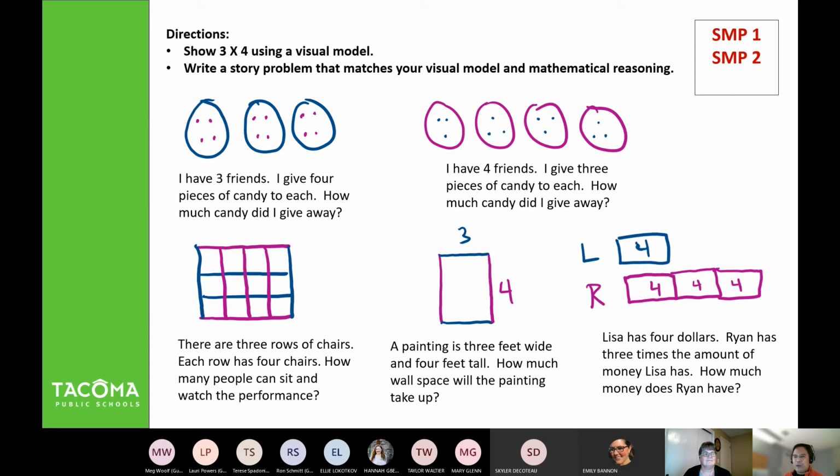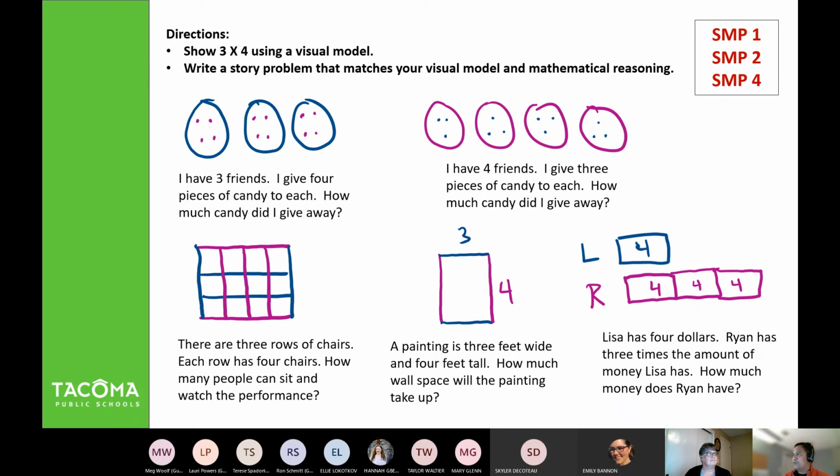Number 2 is about reasoning abstractly and quantitatively, so making connections between the number 3 and the fact that it is friends, or that 4 stands for a number of pieces of candy I'm giving to each child or each friend. And then the last one is number 4, model with mathematics.